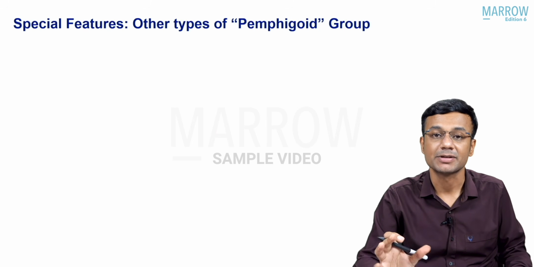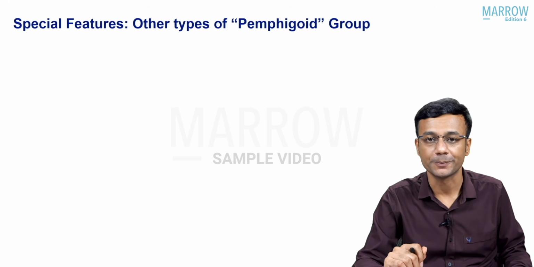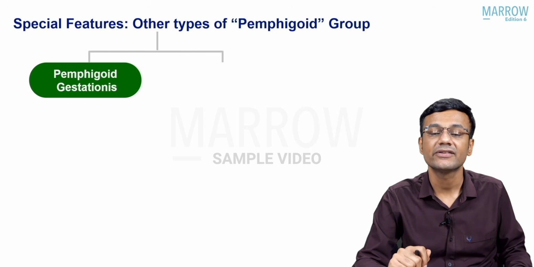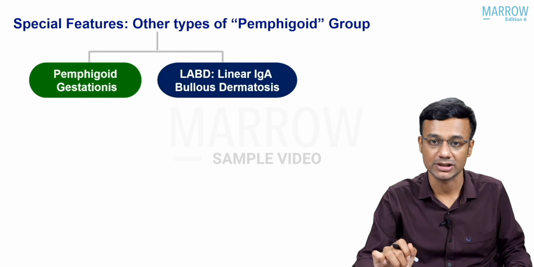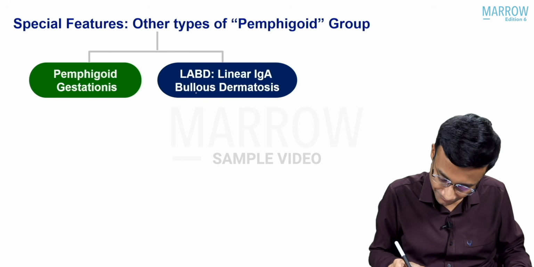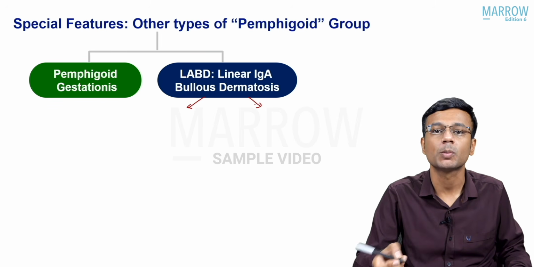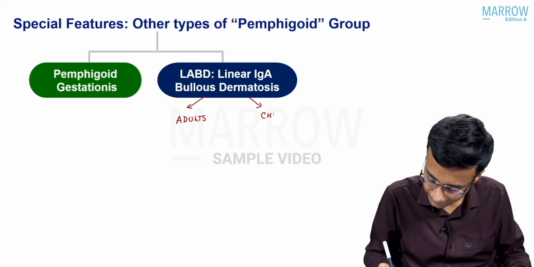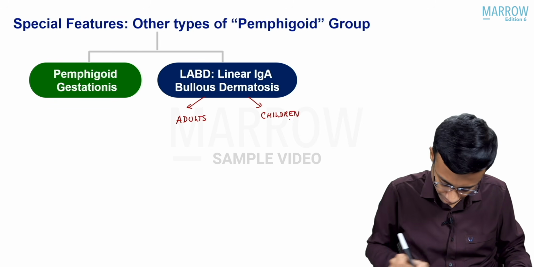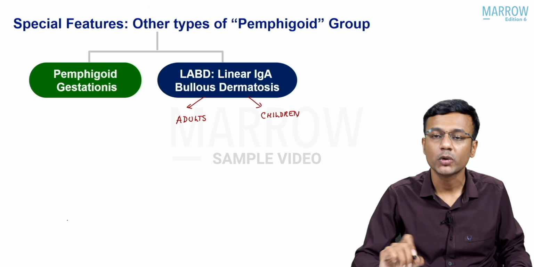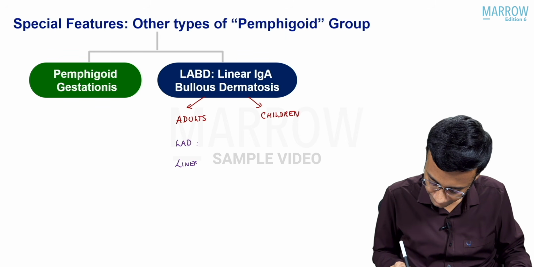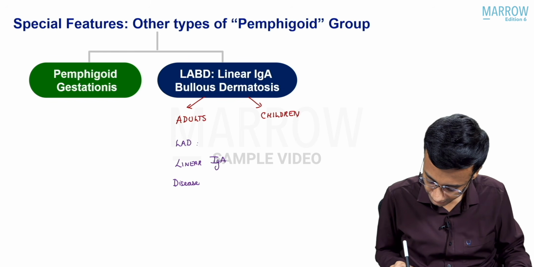Next, let's discuss some special features of the other types of pemphigoid group. Let's take up two important types of pemphigoid. Number one, pemphigoid gestationis, and the second one is linear IgA bullous dermatosis. Linear IgA bullous dermatosis can be classified based on the age group of presentation. It could be in adults, it could be in children. What do we call this disease in adults? It's called LAD, linear IgA disease in adults.